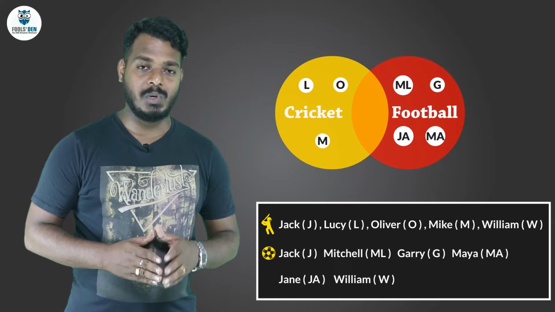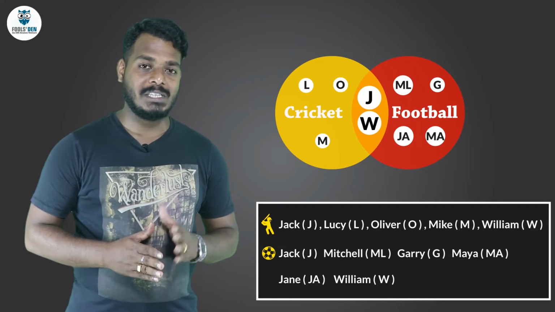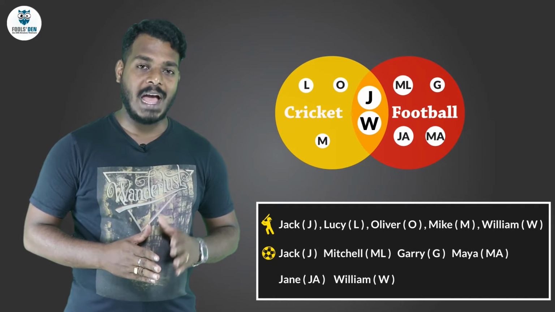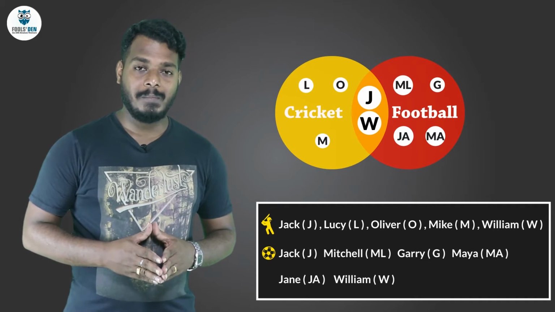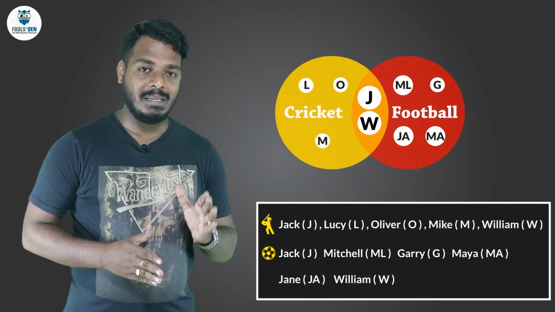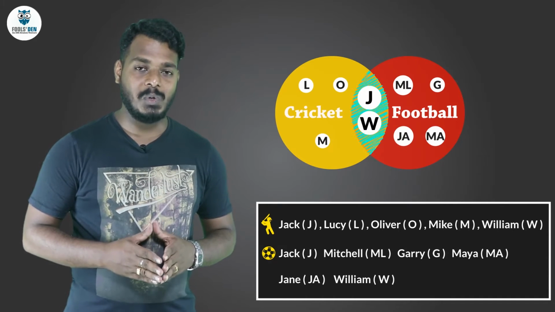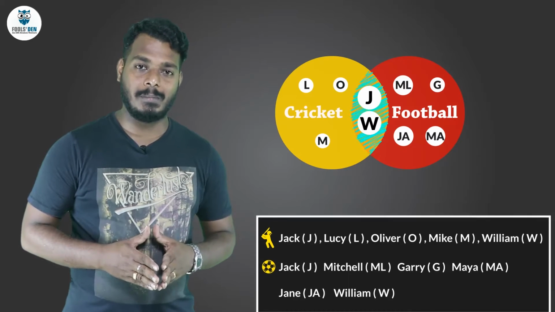Now only 2 students were left, Jack and William. Now as we know that Jack and William had given their names for both the sports, he put Jack and William in the middle. Why in the middle? Because can you see that is the area which is common to both the circles, and as you know both of them like both the sports, they were to be in the middle.